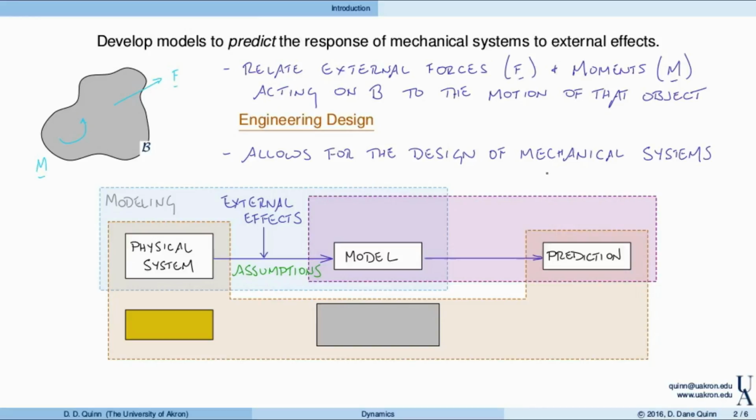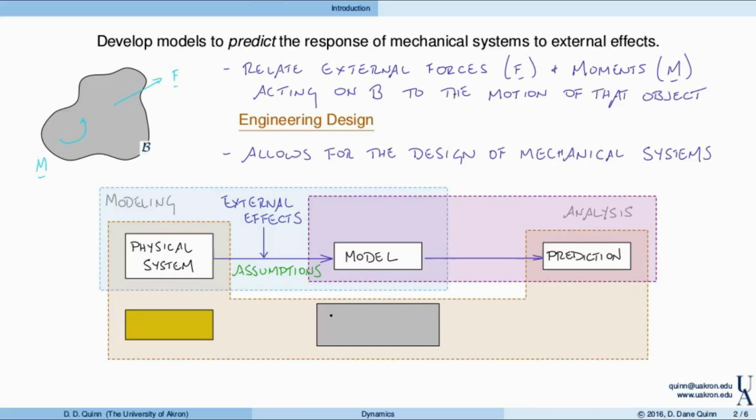Then this purple box describes analysis. So given that mathematical model, can I solve it and predict how the model will behave? Hopefully, then predicting how the physical system will also behave. Again, there were assumptions made in order to develop the model, but if those assumptions are good, then the predictions from the analysis should closely approximate the actual response of the physical system. But that's not engineering design, not yet anyway, because engineering design closes this loop.